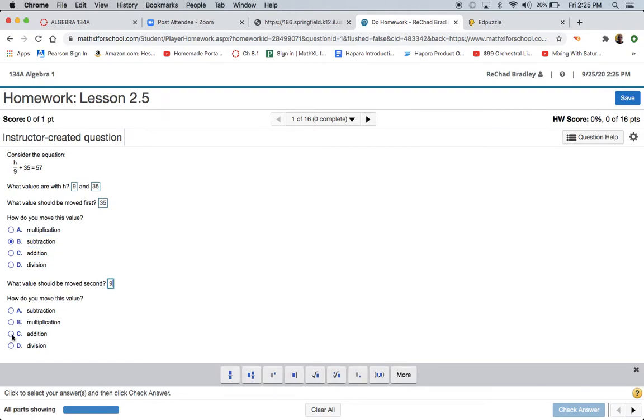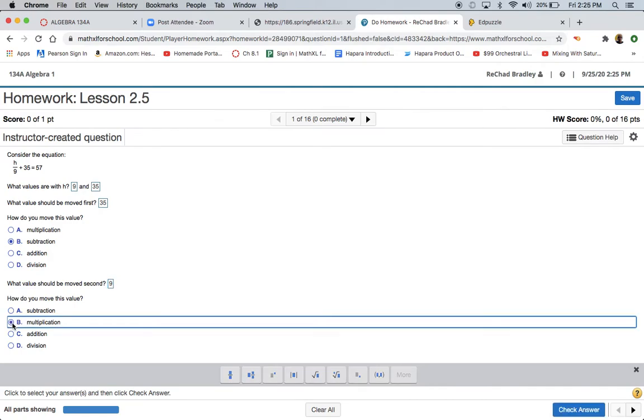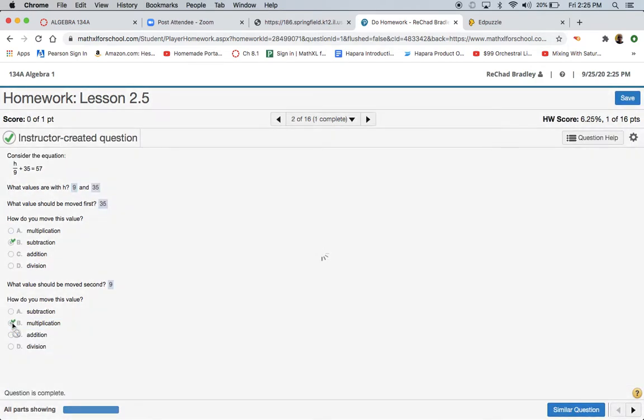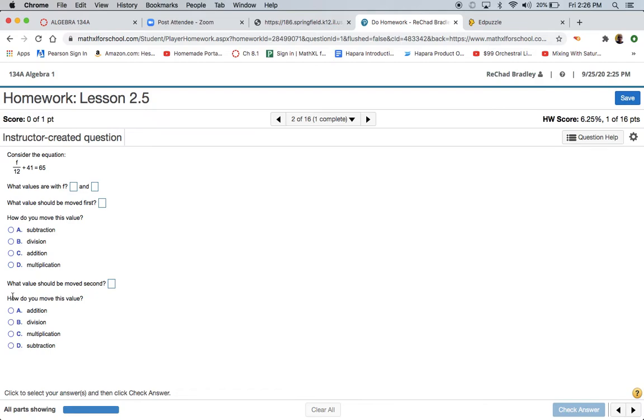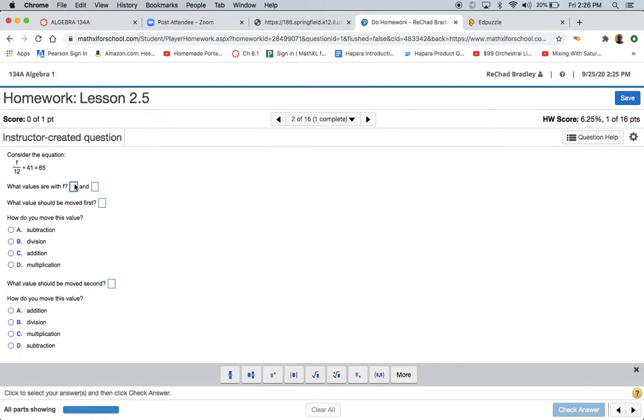And the way you move that is tricky here. That is H divided by 9, so if I was going to move that, I would need to multiply. Again, that's where the game starts to get kind of crazy, because you start getting a whole bunch of decisions, and you've got to be careful to choose the right one.